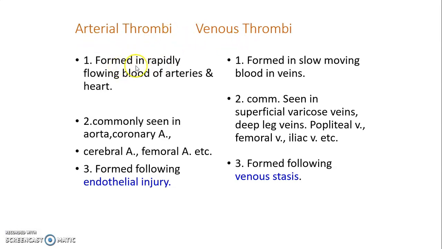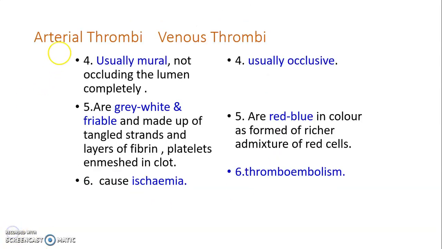The arterial thrombi are formed in rapidly flowing blood of arteries and heart, and venous thrombi are formed in slow moving blood in veins. Arterial thrombi are commonly seen in aorta and coronary arteries, while venous thrombi are seen in superficial varicose veins, deep leg veins, popliteal veins, femoral vein, iliac veins. Arterial thrombi are formed following endothelial injury, while venous thrombi are due to venous stasis. Arterial thrombi are usually mural, not occluding the lumen completely, while the venous thrombi are occlusive.